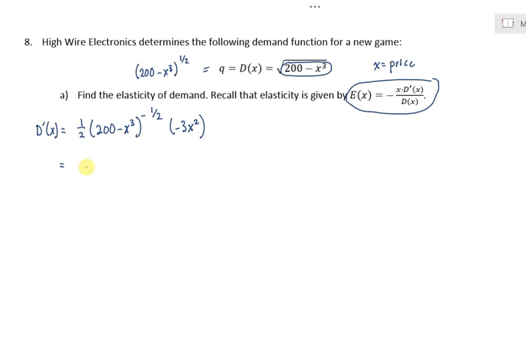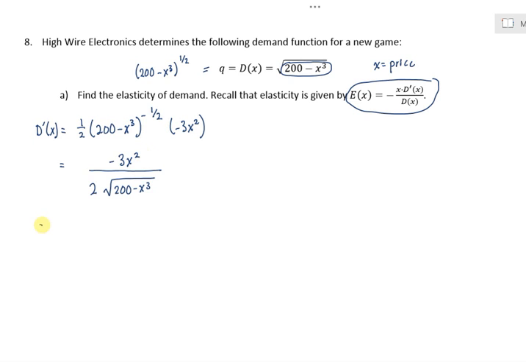So when something is to a negative power, that means it's on the bottom. And it's going to be to the 1/2 power, so that's a root. So 200 minus x cubed. This 2 goes down here, and this negative 3x squared can go on the top.